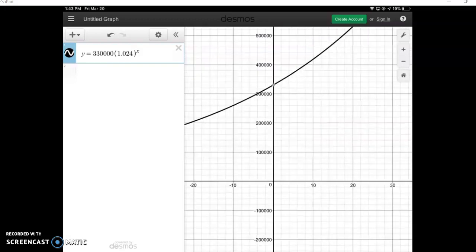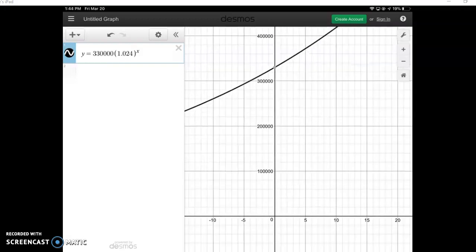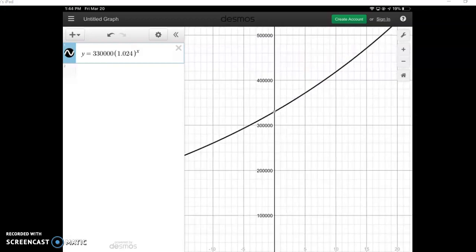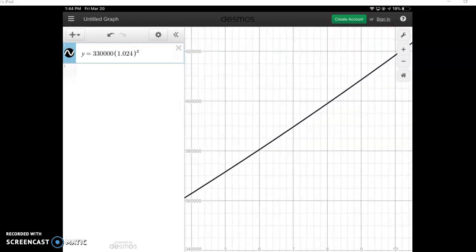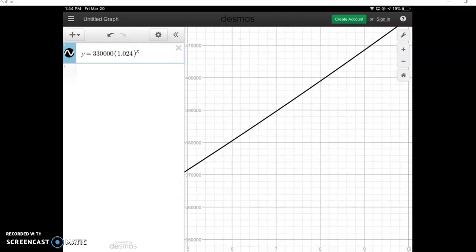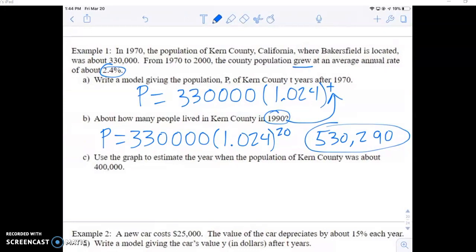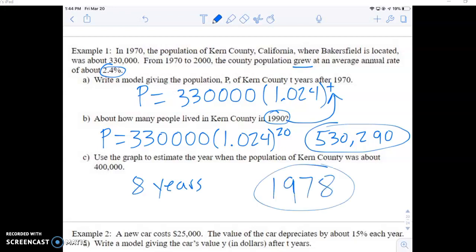And then we're going to figure out where it crosses 400,000. Now, 400,000 is right in the middle there. And then we figure out how many years. Looks like it's about right there. Right there, about 8. So I'm just going to write 8 years. So it's 8 years after 1970. We figure out it's 1978. So that would be that one. All you're doing is just typing that into the graph and figuring out where it crosses.